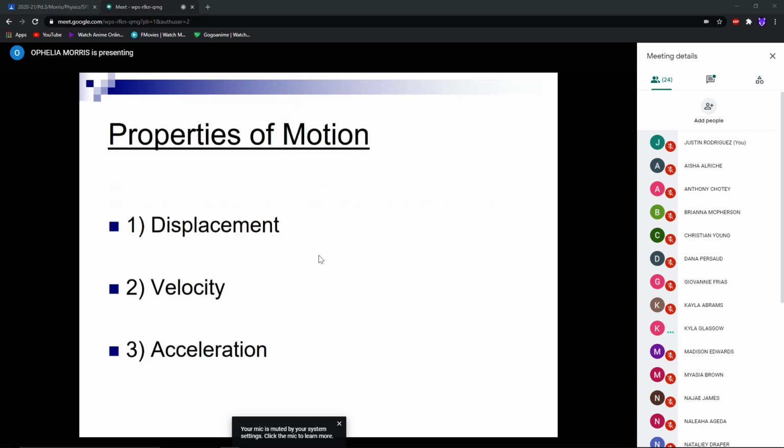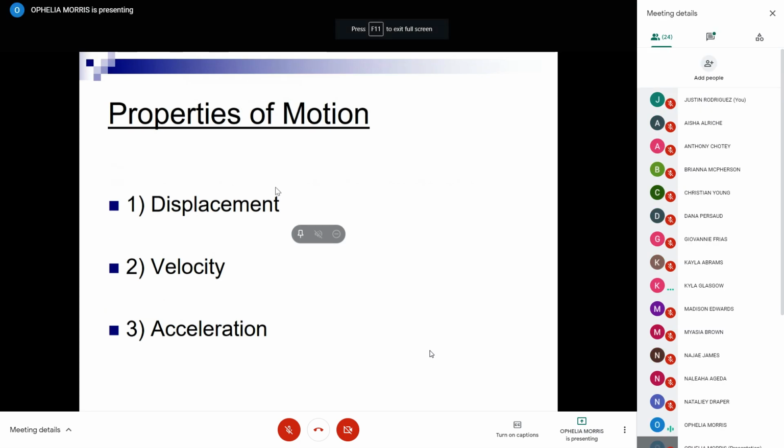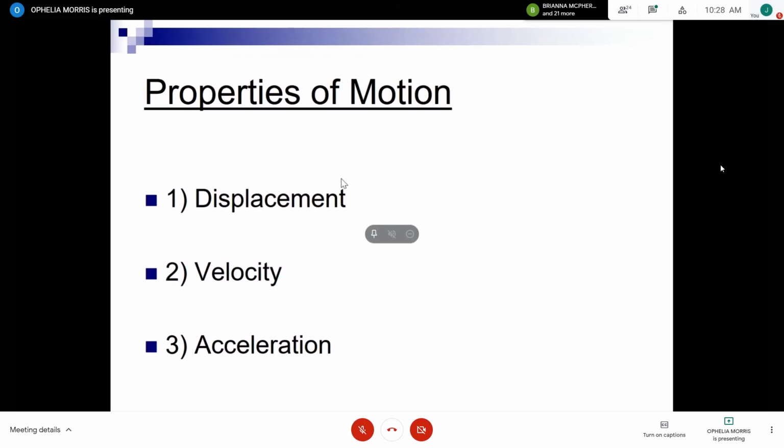So again, these are some properties of motion that we've discussed before. You don't have to write this. Displacement, velocity, acceleration. Do you remember what displacement is? Is it a vector or scalar? Displacement is a vector. What about velocity? It's a vector. What about acceleration? Vector, exactly right. So if you're accelerating, if you have velocity, if you have displacement, in physics you should have a direction. If you have no direction, it means that you're not doing any of these.